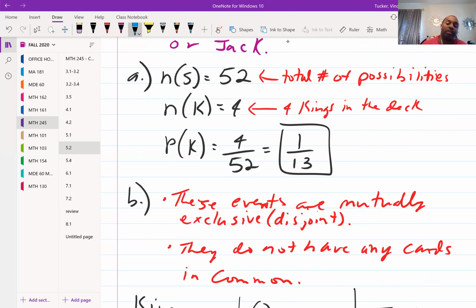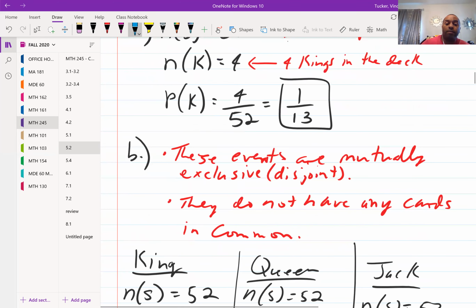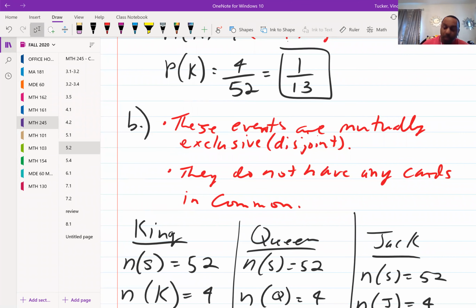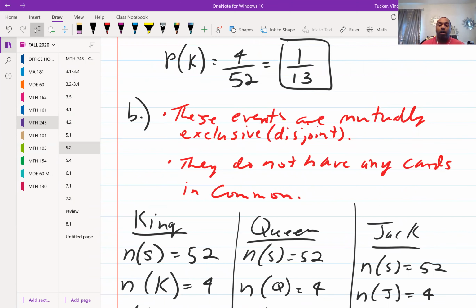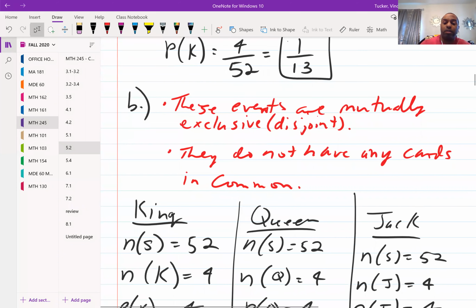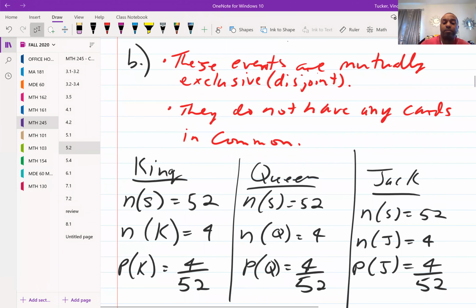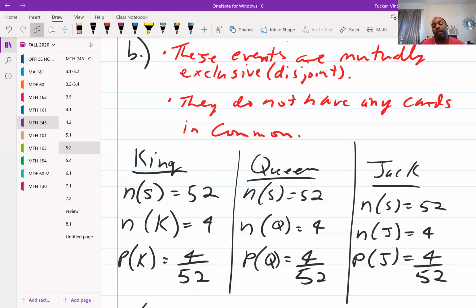So since that's the case, the way we would proceed is finding the probability of each one of them individually. And it just so happens that for all three of them, they're the same because there are four kings in the deck, four queens in the deck, and four jacks in the deck. But even if there weren't, this would be the process. You would go through finding the probability of each one individually. The sample space for each is 52. And once again, there are four of each in the deck. And so 4/52 would be the probability of each.